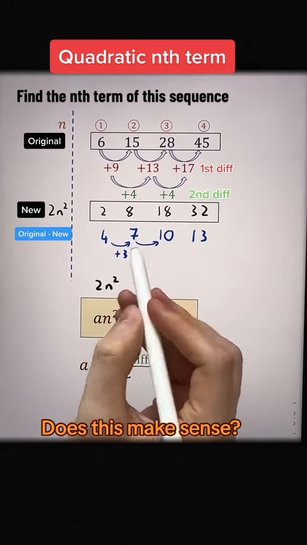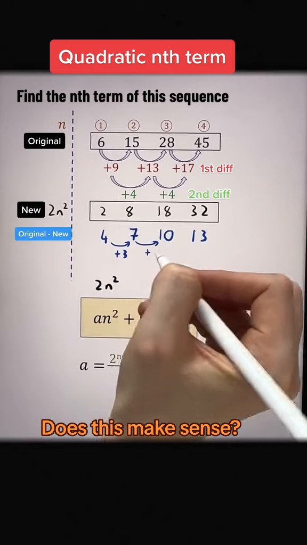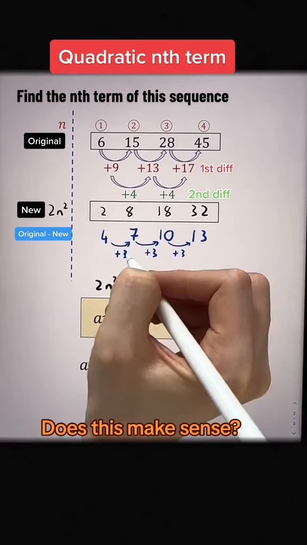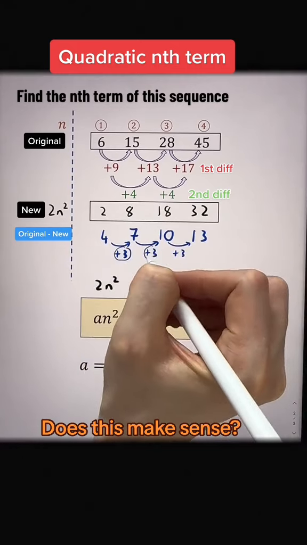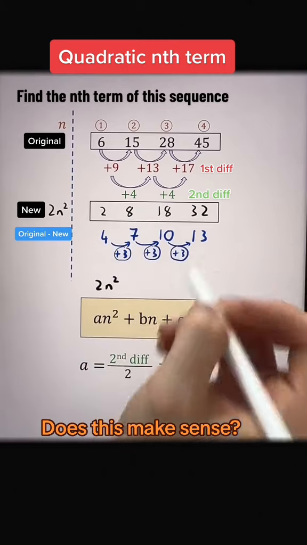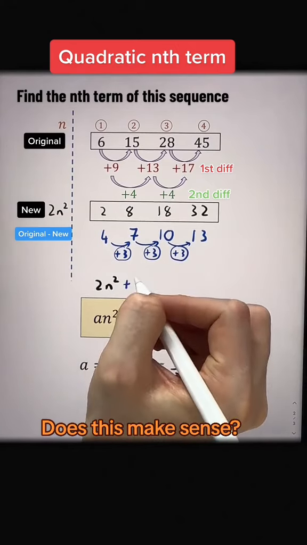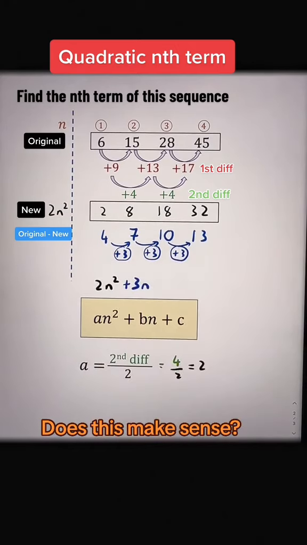In this case, between 4 to 7, we can see we've added on 3. From 7 to 10, again, we've added on 3. And from 10 to 13, once again, we've added on 3. We know the nth term will have a common difference. In this case, our common difference is positive 3. As it is positive 3, we know our common difference always goes in front of the letter n. So in this case, it's going to be positive 3 in front of the letter n.